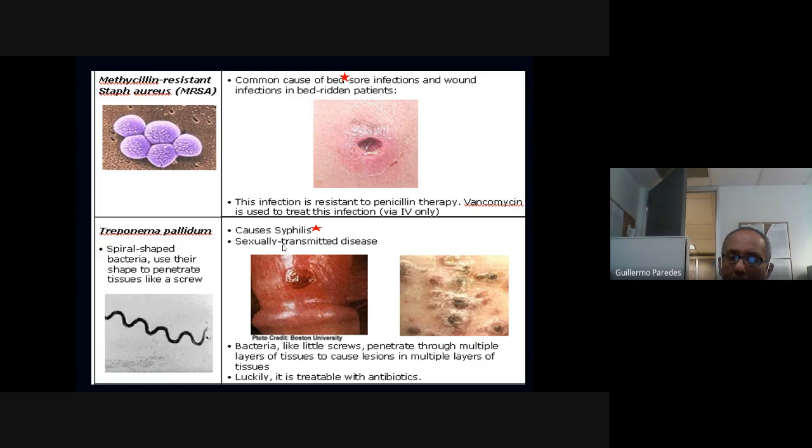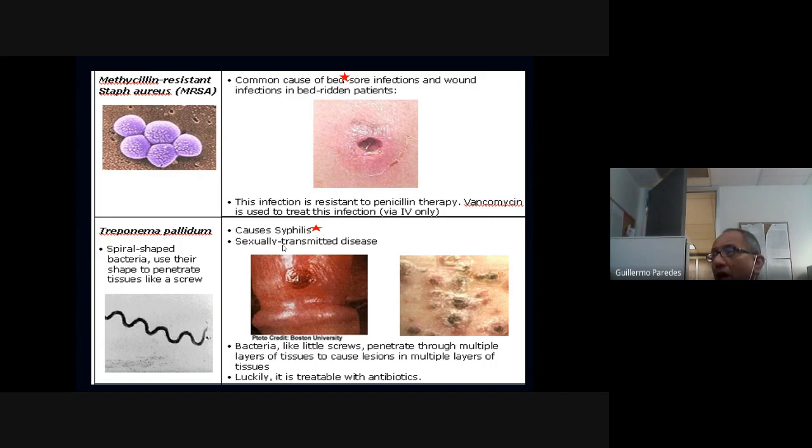Dr. G, isn't MRSA highly contagious? Yes, it is. And the treatment is vancomycin. It's too early for you to know that vancomycin is the first line antibiotic. Yes, very contagious, so be careful. You need your gloves and protection. So it's basically gloves.